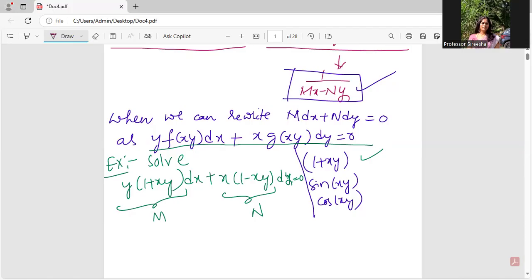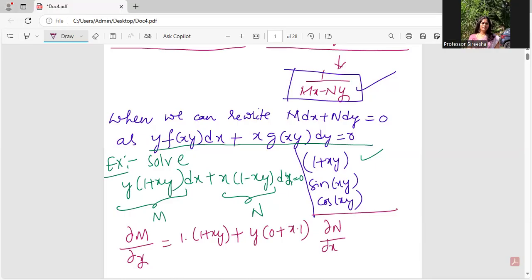Okay. So, M I have to differentiate with respect to y and check. Dou M by dou y I have to find. I'll be going with the UV rule. Y differentiation is 1, so 1 plus xy is what I will have. Plus, otherwise I can take it inside and do, that's also fine. Y into 1 derivative is 0, y derivative is 1, so it is x into 1. Okay. Dou N by dou x. Same thing, UV rule. 1 minus xy because x derivative is 1, plus x into minus y is what I'll have.